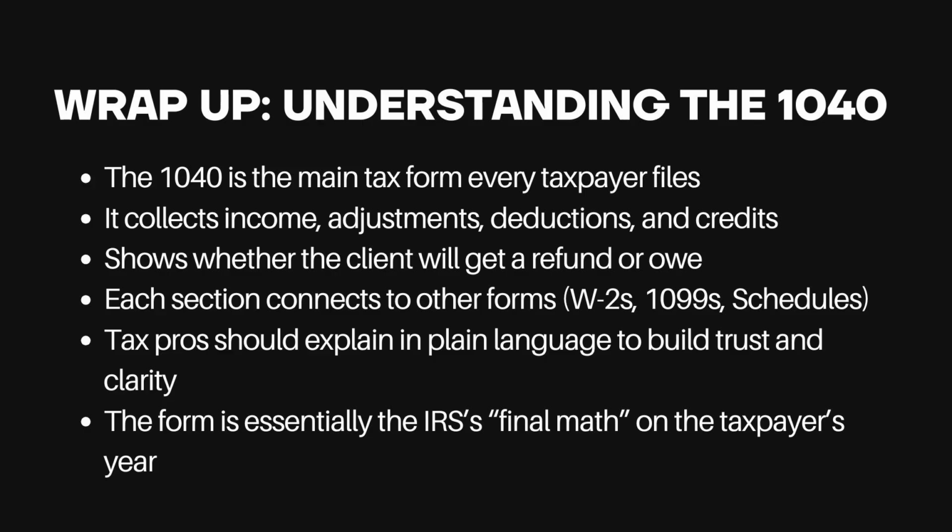Here's the flow to remember. It starts with income, all the money the client earned during the year. Then we subtract adjustments and deductions to reduce taxable income. Next, the IRS figures the tax owed based on that income. From there, credits are applied to bring that tax bill down and in some cases, even create a refund. Finally, the form compares tax owed to payments already made through withholding, estimated payments, or refundable credits. The result is either a refund or an amount owed. That's really all the 1040 is. It's just the IRS's way of doing the final math for the year.